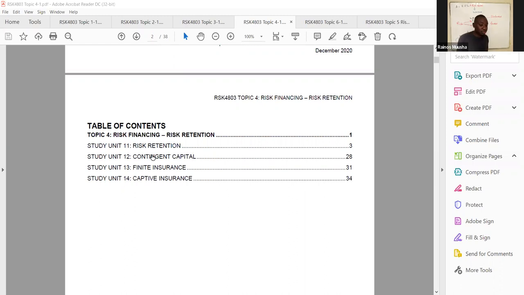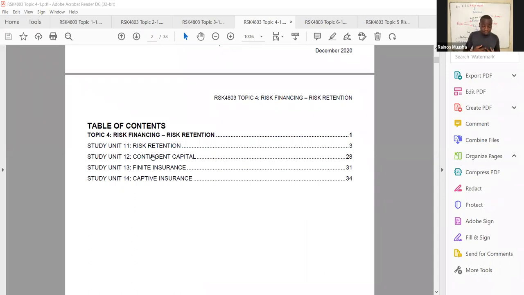Because when you look at contingent capital, this is basically where you make an arrangement, usually with a financial institution, to say, you indicate to them that in case this loss event happened, can you give me a guarantee that you're going to be able to give me financing? So it's more like making an arrangement before the loss event happens, to say, can you please give me guarantees that in case a certain loss event happens, when I want financing, you're going to make the financing available to me.